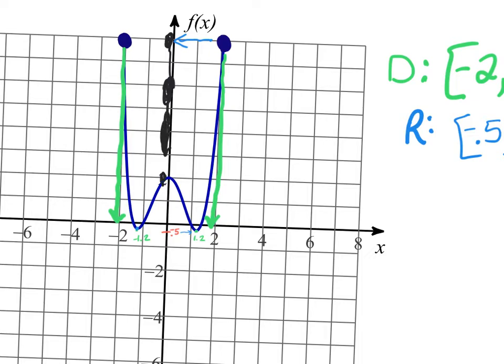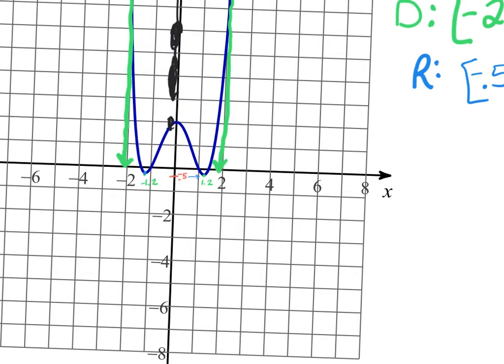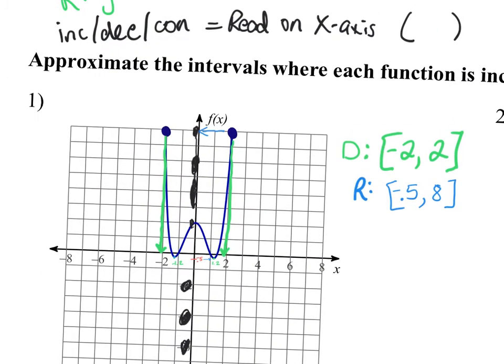Because the first thing my C period did when we did this, when I said, okay, the first part is decreasing, they said it was decreasing from 8 down to that negative 0.5. And that's not right because that's the y-axis. We read intervals of increase and decrease on the x. So I'm going to start here. And I tell you guys to follow.